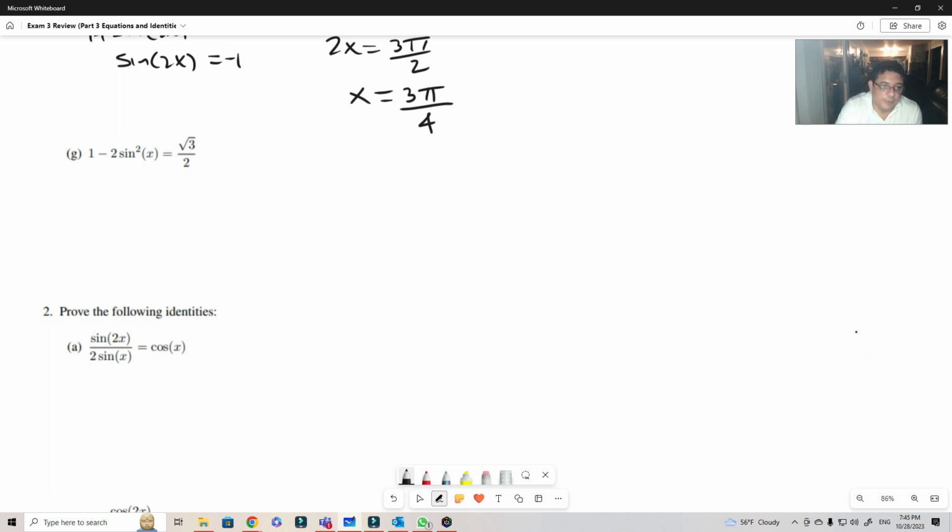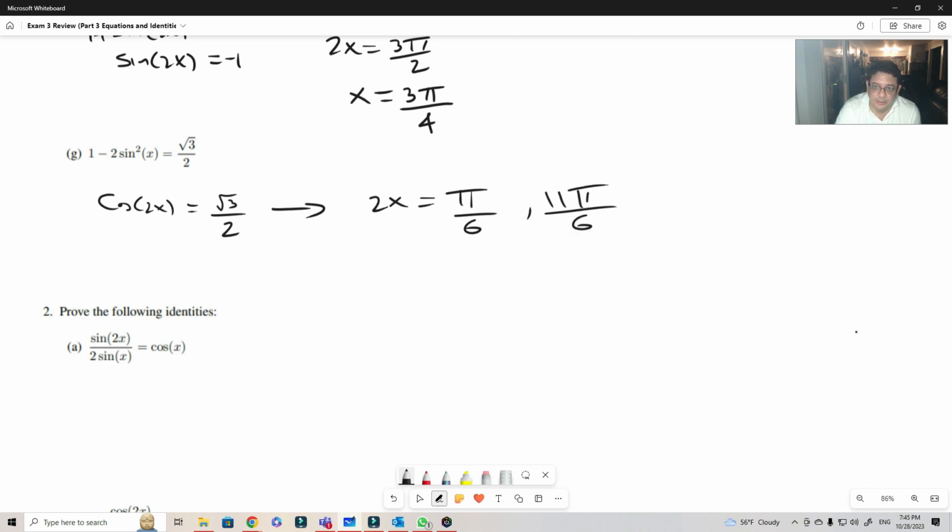Now, for this one here, we have 1 minus 2 sine squared. And again, this is very similar to what we have before. This is cosine of 2x equals square root of 3 over 2. And this is going to happen when 2x is equal to pi over 6. But we can check for some more points where this happens. So 11 pi over 6 is also a point in 0 to 2 pi. But notice that we're going to divide by 2 later. So if I do this, I get pi over 12. And I get 11 pi over 12.